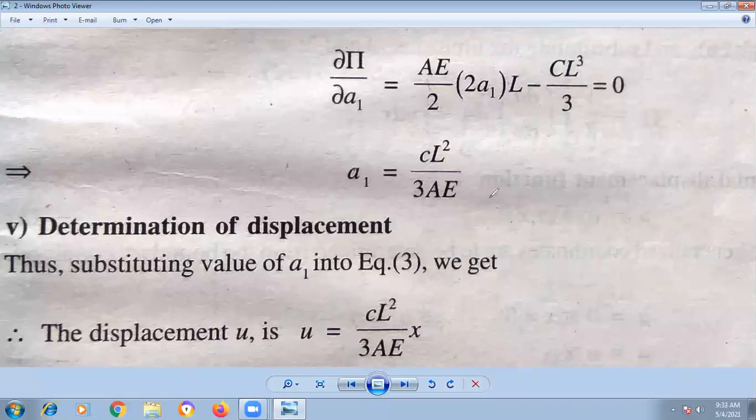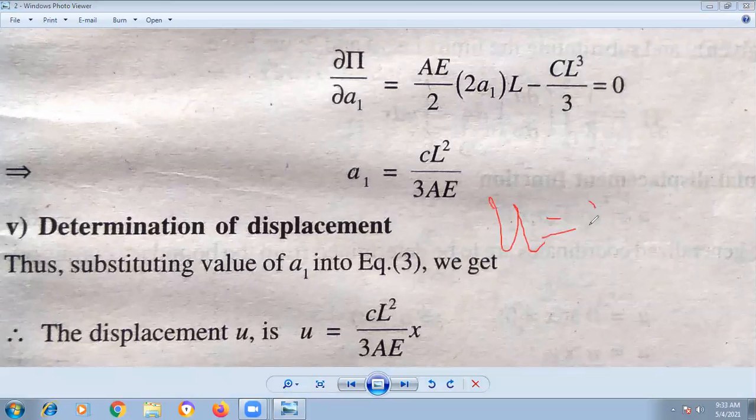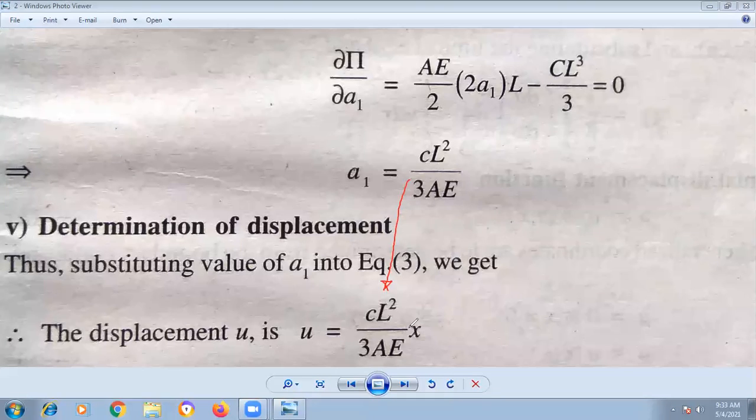U is equal to, what was U equal to? U was equal to A1 into X. The displacement is a function of X, that is as X varies, U also varies. Now substitute whatever A1 we have found out here, C into L square divided by 3 into A into E multiplied by X. That is C L square divided by 3AE into X.